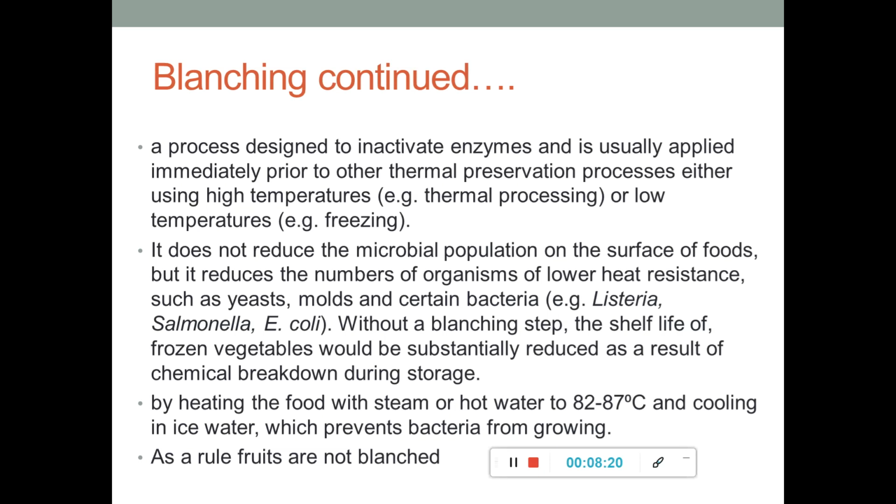So when we have to store some vegetables, you blanch them as the first step, and after that you can go for either high temperature processing or low temperature processing. So blanching is an intermediate process in between, and you kill the microbes on the surface of the food. This can be done by heating the food with steam or hot water to about 82 to 87 degrees centigrade, and then cooling it in ice water, which prevents the bacteria from growing. As a rule, we say that fruits are not blanched.